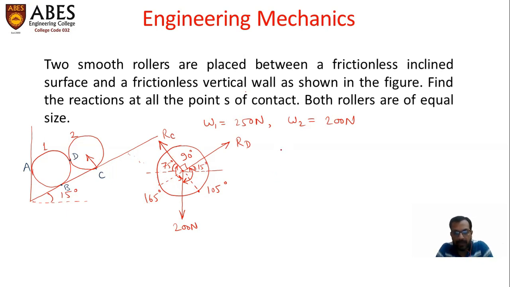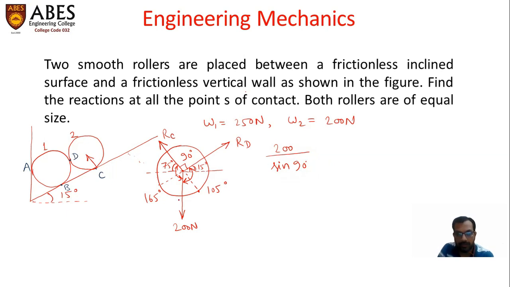Okay, so let's apply Lami's theorem. 200 upon sine of the angle between the remaining two forces, RC and RD, 90. What is Lami's theorem? Let's recall. The ratio of any force and the sine of the angle between the opposite forces, or you can say vectors, remains constant. So we are using the same expression here.